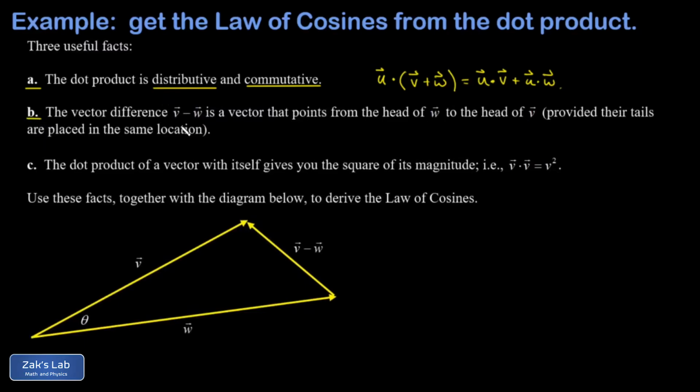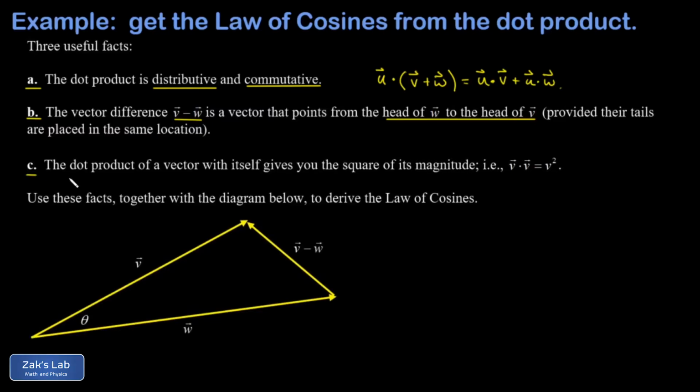In B, we're reminded that a vector difference v minus w is a vector that points from the head of w to the head of v, provided their tails are in the same place. And that's exactly what we see in the picture. So I have v and w with their tails in the same place, and v minus w pointing from the head of w to the head of v. This forms a non-right triangle, which is the whole context for the law of cosines.